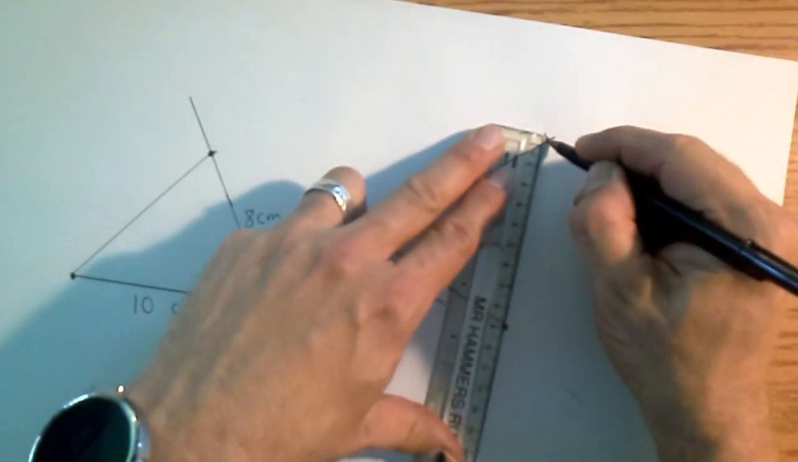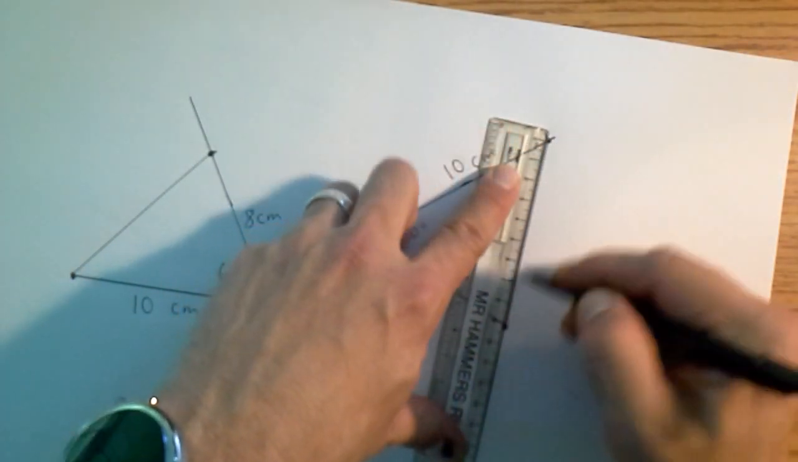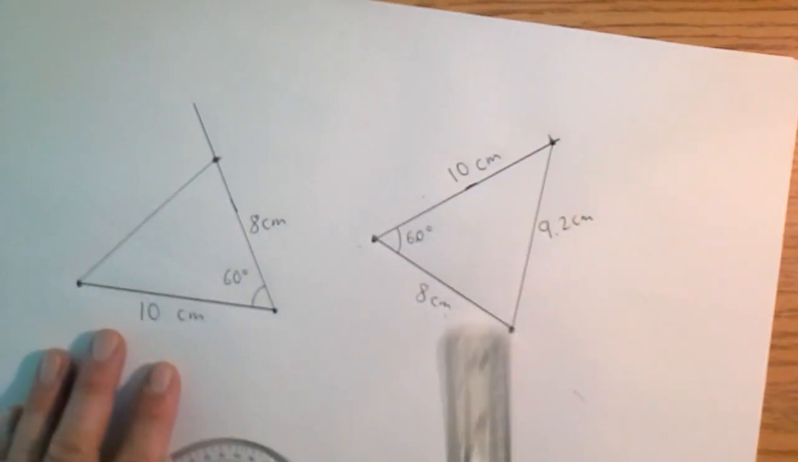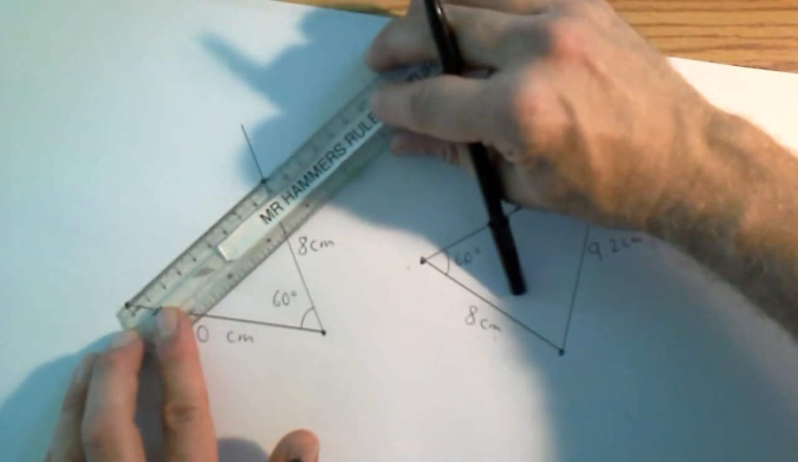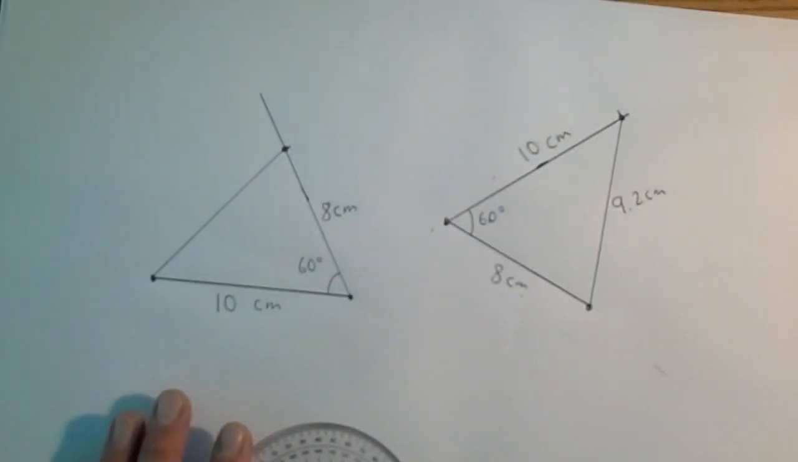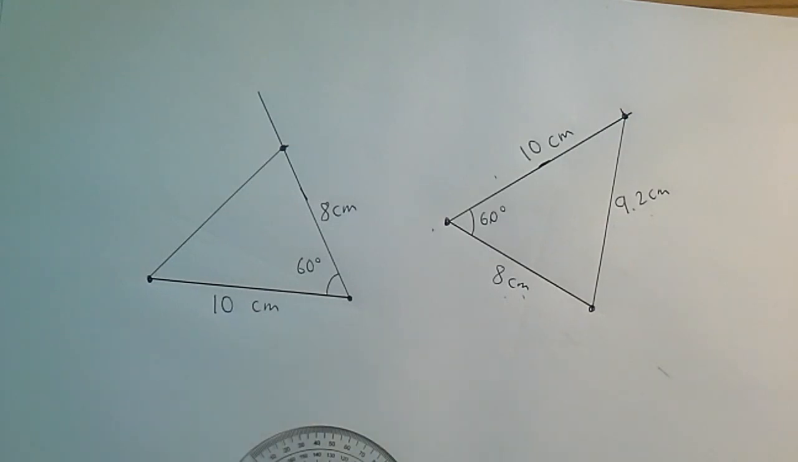I have to block that off. Let's measure this last side here. It's now 9.2. And let's hazard a guess that this will probably also be 9.2. It is. So they're the same. Okay, so these are going to be congruent. If I measure the angles, they would be the same as well.